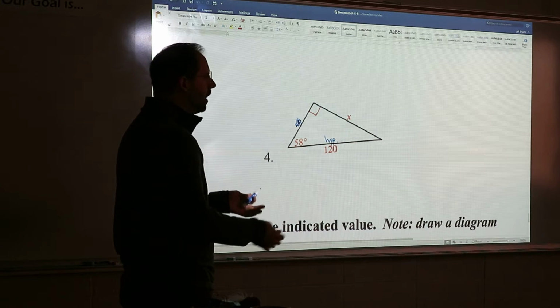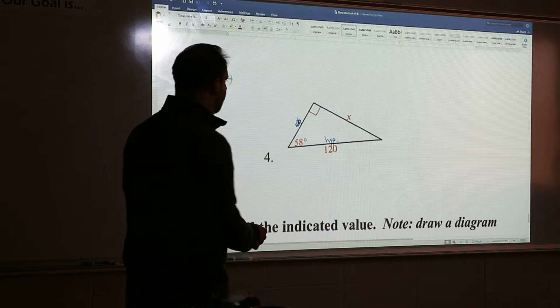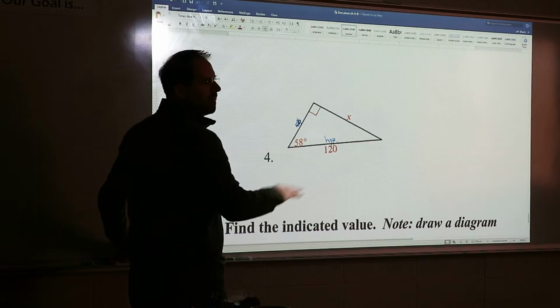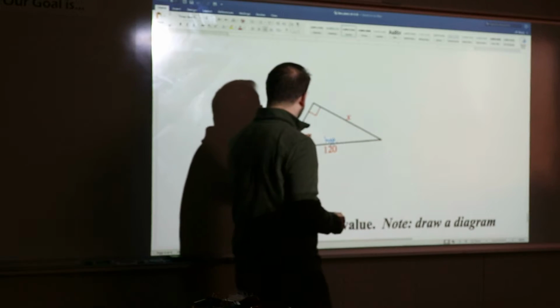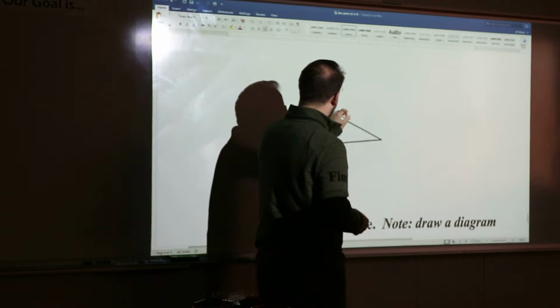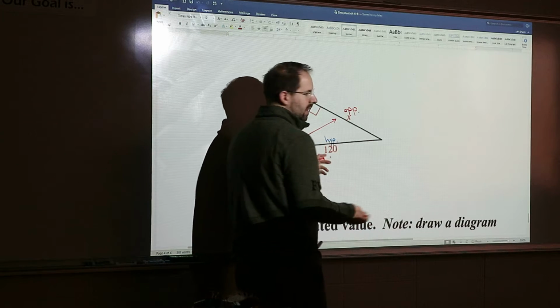I'm going to label the triangle without caring about the Y. I'm just going to ignore the Y for right now, and do this problem as normal. So the 58, what is this wall called? Opposite. And we already have the hypotenuse labeled, so we're good.